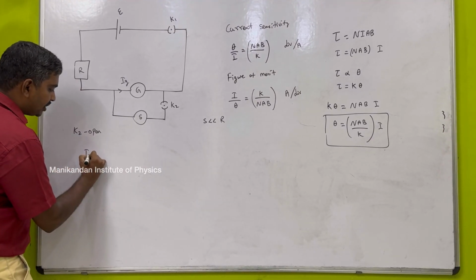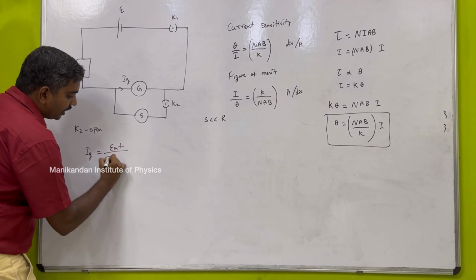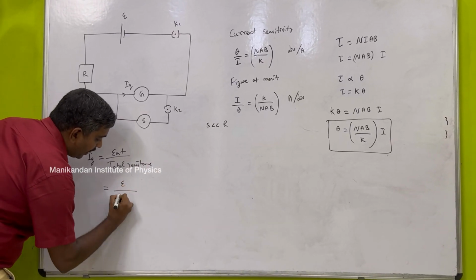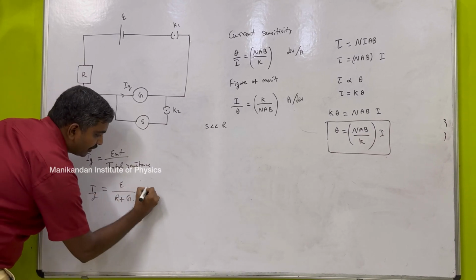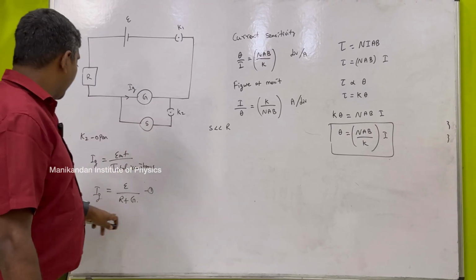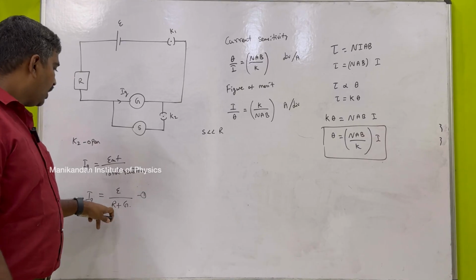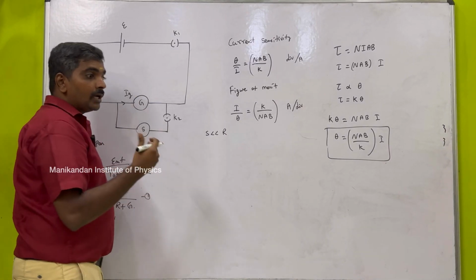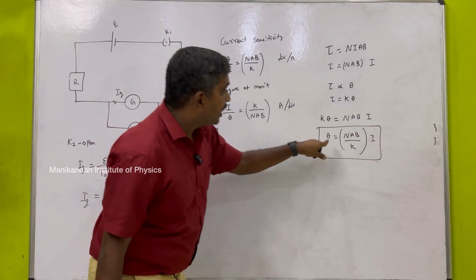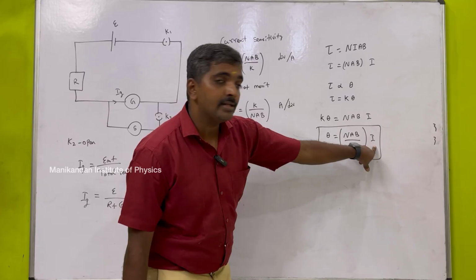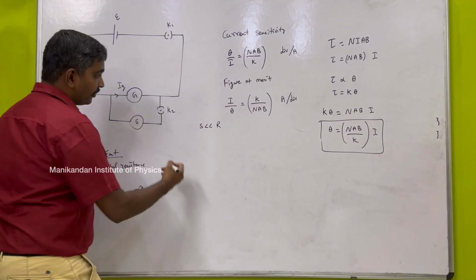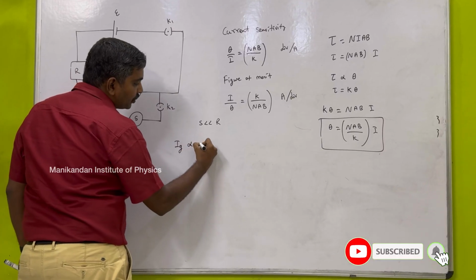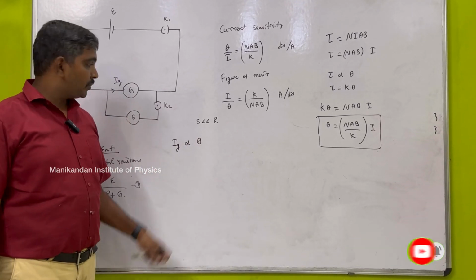So I can simply write Ig equals total EMF by total resistance, so EMF E by R plus G. This is Ig, my equation 1. I can calculate my Ig value from this R value and G value, and the applied EMF I know from the experiment. Now I am going to write the current from the deflection, because my current depends upon theta. If I know the theta value, I can calculate the current. So from the experiment, I can write Ig is directly proportional to theta. Agree?